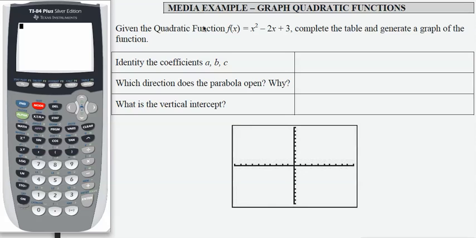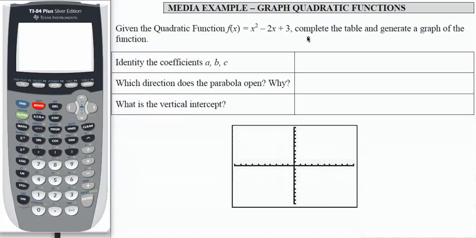I'm given the quadratic function f of x equals x squared minus 2x plus 3. I'm asked to complete the table and generate a graph of the function. I'm going to start by identifying the coefficients a, b, and c.